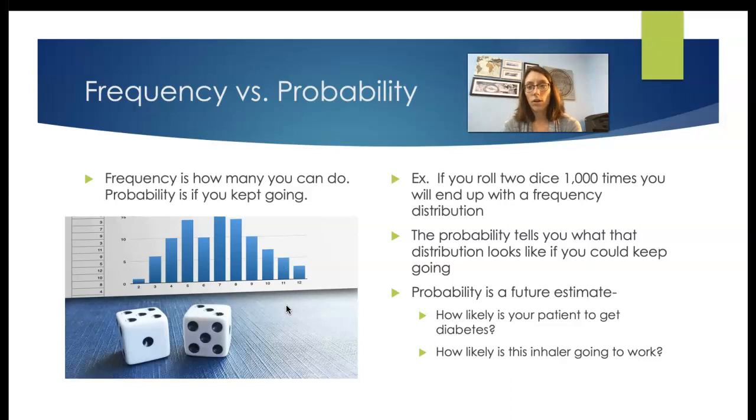So I can't, or I don't want to, sit here for another few weeks and roll the dice 10,000 times. I just want to do a future estimate, which is exactly what probability is. So how likely is your patient to get diabetes? That's a probability. We can take very basic information like their A1C and their resting glucose levels, and we can estimate how likely they are to develop diabetes in the future. So we use this all the time in nursing.